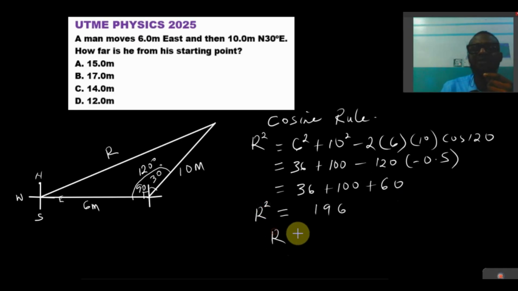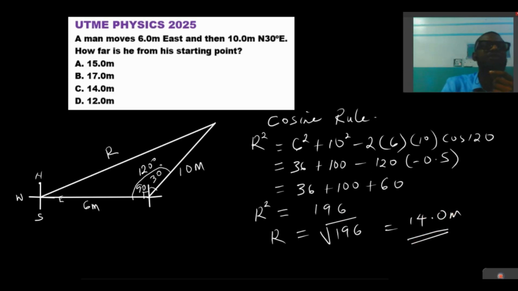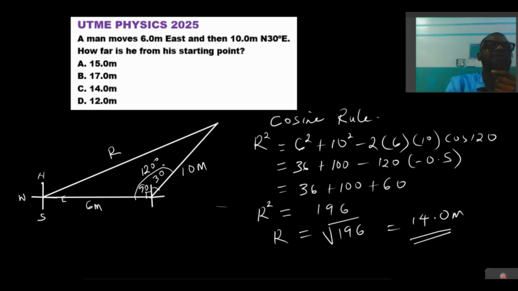Therefore my R becomes the square root of 196, and this will give us 14.0 meters. So from the question, our answer is option D, 14.0 meters.